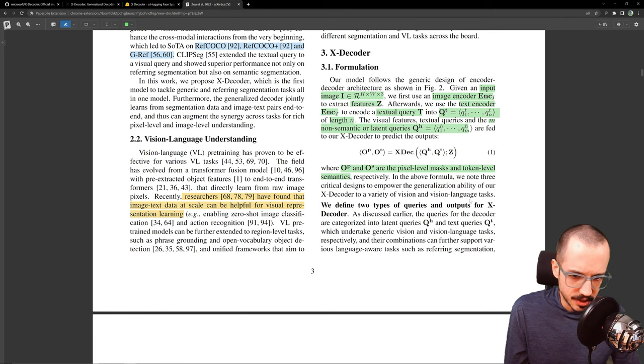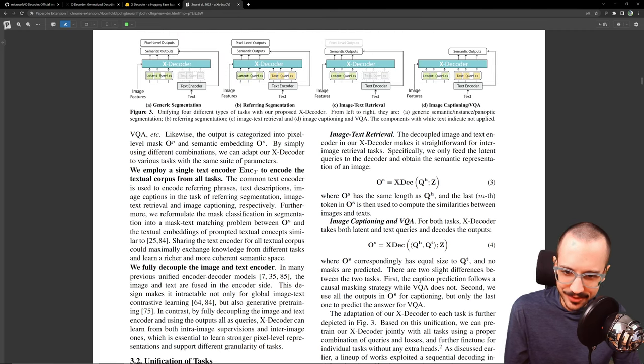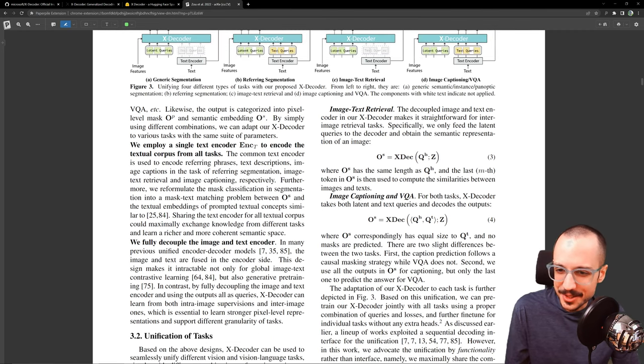We define two types of queries and outputs. The queries for the decoder are categorized into latent queries and text queries, which undertake generic vision and language tasks, respectively, and their combinations can further support various tasks. Likewise, the output is categorized into pixel level masks and semantic embedding. Okay, I wish they would define what these are rather than just repeating over and over again what these are. We employ a single text encoder, encoder T.